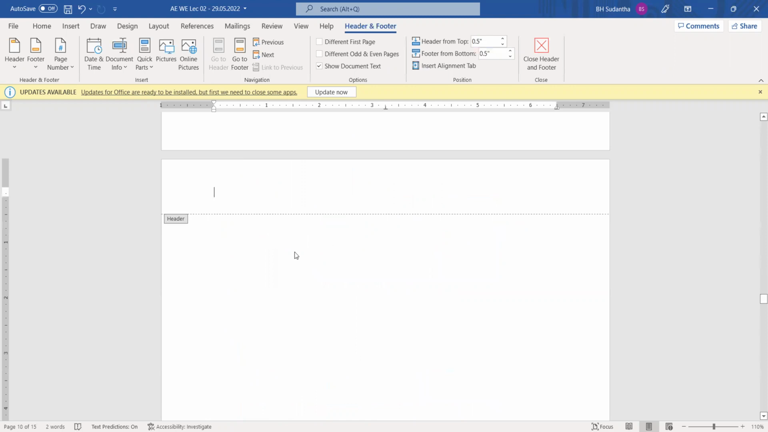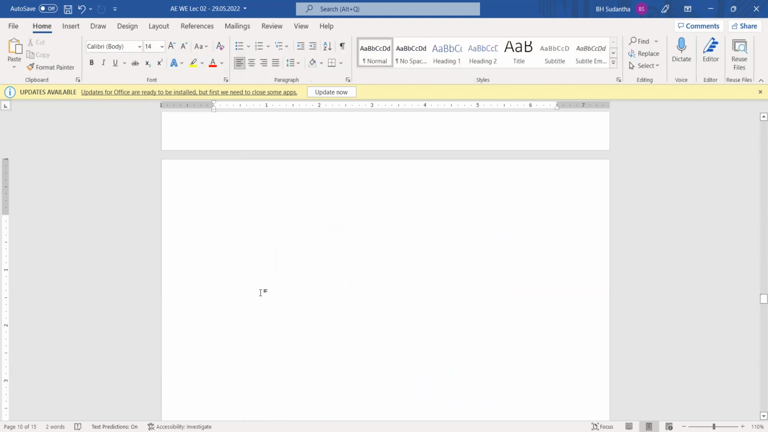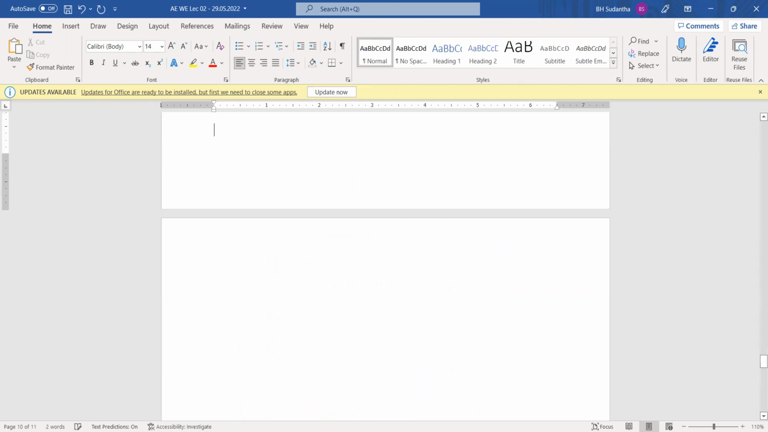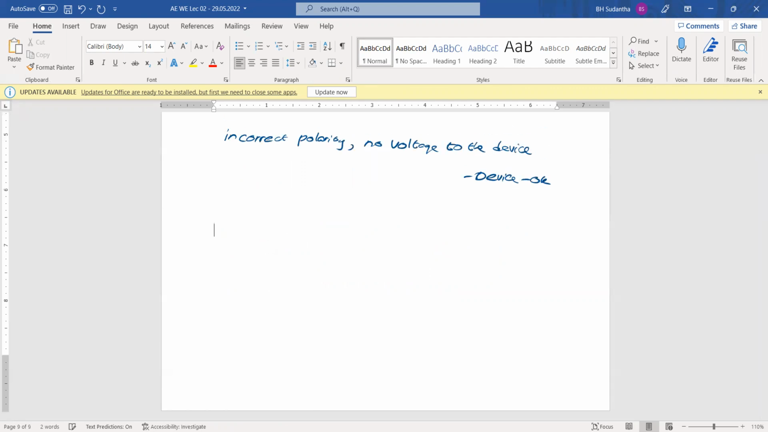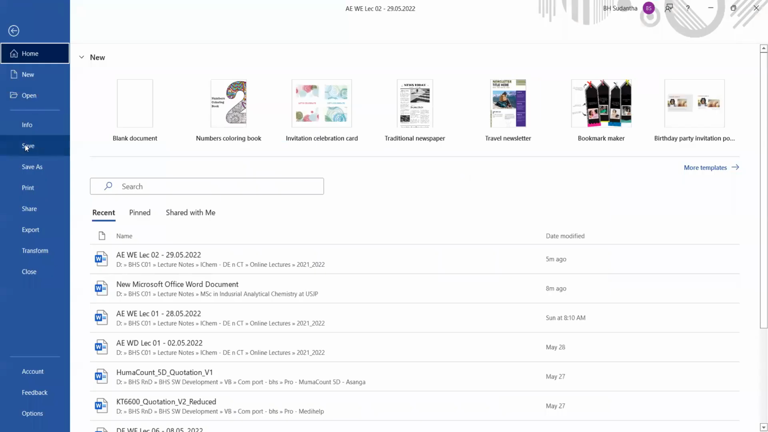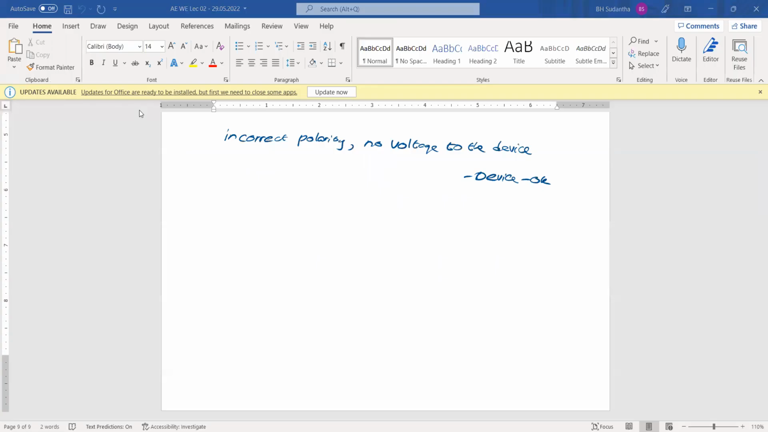Okay, any questions regarding these sections? If you have anything, you can ask now. If you don't have any questions, then we can continue from that point.